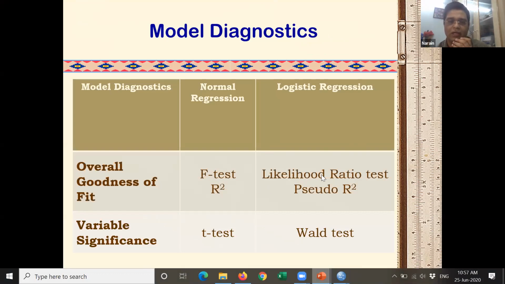We have something called the likelihood ratio test, which is the equivalent of the F test. And we don't have R square, but a pseudo R square, a proxy R square, which can also be used for similar instances. So I'm just drawing a parallel between a logistic regression and simple normal regression. In normal regression you also have a T statistics, and here we have the Wald test, which is an equivalent for the T statistics, which can be used for individual variables, whether they are significant or not.